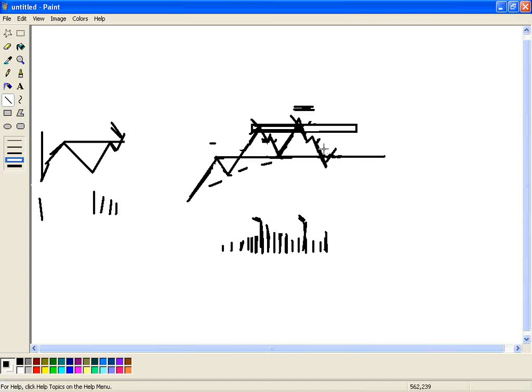Next one. Very common pattern. Very, very common. Learn it. Memorize it. Know it when you see it. Break test continuation of automatic support. A low volume test, and it could be by definition a no demand.